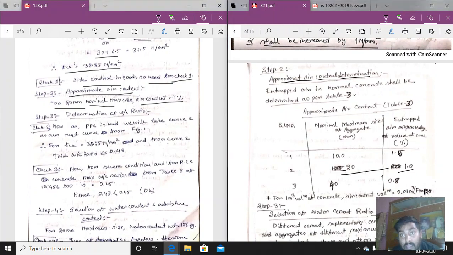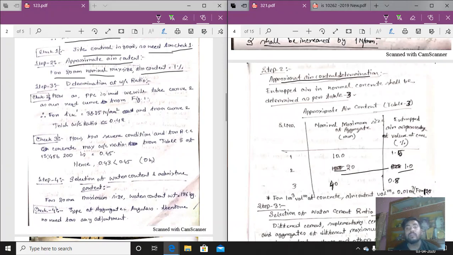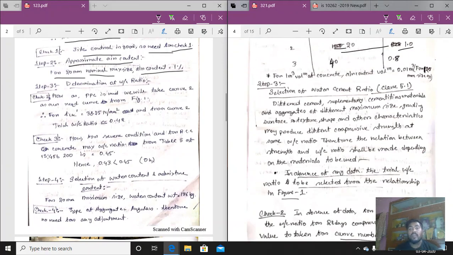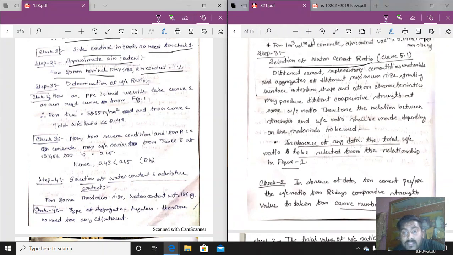We can see from IS 10262 also, that for 20 mm, 1% of the air content will be provided. Next, coming to step number 3. What is step number 3? Selection of the water cement ratio, clause number 5.1. For the selection of the water cement ratio, in absence of any data, the trial water cement ratio is to be taken from the relationship in figure number 1.